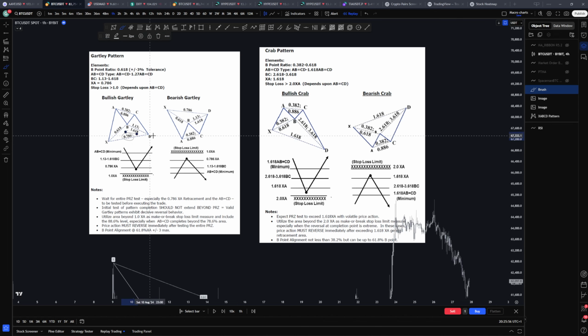It's a 0.786 over here and a 1.618. That is a wild difference. And as you can see, B to D are also different. That is simply to make sure it works. Because there's no way that if this is a 1.618, this will ever be a 1.13. That's not possible. So, the only main difference between the crab and a Gartley is B to D, or what's called X to D.